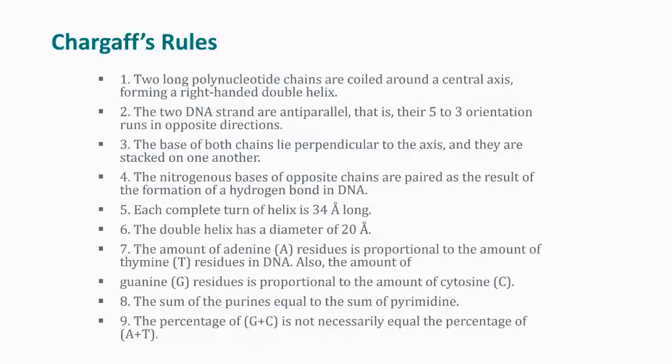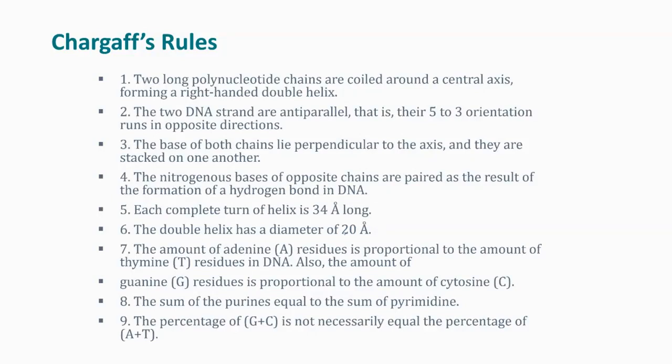So basically, two long polynucleotide chains are coiled around a central axis. They form a right-handed double helix. Okay, and the two strands are anti-parallel. It's 5'-3' orientation. They run in opposite directions. And each complete turn of the helix is 34 Angstrom, which is 3.4 nanometer long. Okay, and the double helix has a diameter of 20 Angstrom, which is 2 nanometer.